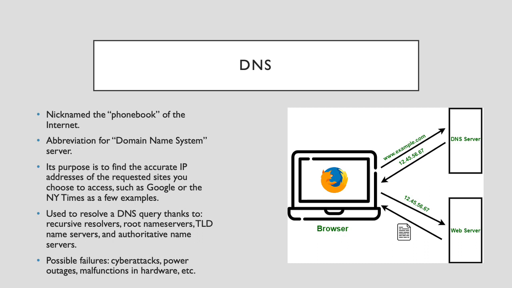It is used to resolve a DNS query thanks to recursive resolvers, root name servers, TLD name servers, and authoritative name servers. Possible failures of a domain name system server may include, but are not limited to, cyber attacks, power outages for when the electricity goes out, and malfunctions in the hardware. To your right, you may see an image displaying the DNS server, the web server, and how it communicates to and from the browser.